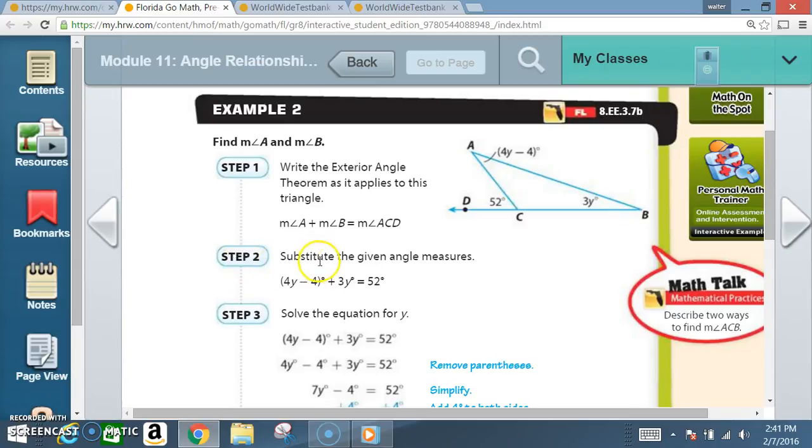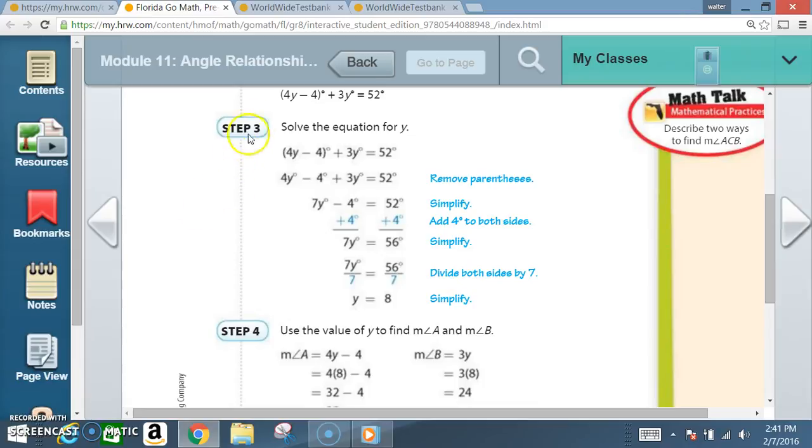Step 2. Substitute the given angle measures. So the measure of angle A is 4y minus 4, plus the measure of angle B, and that is 3y. That's B right there, 3y. A is 4y minus 4. And that's equal to 52. That's that angle right there. Step 3. Solve the equation for y.